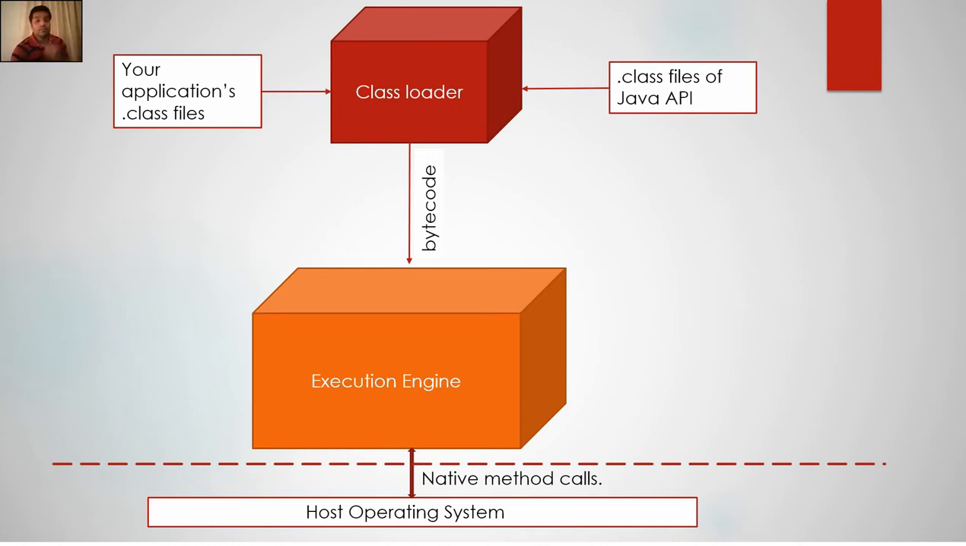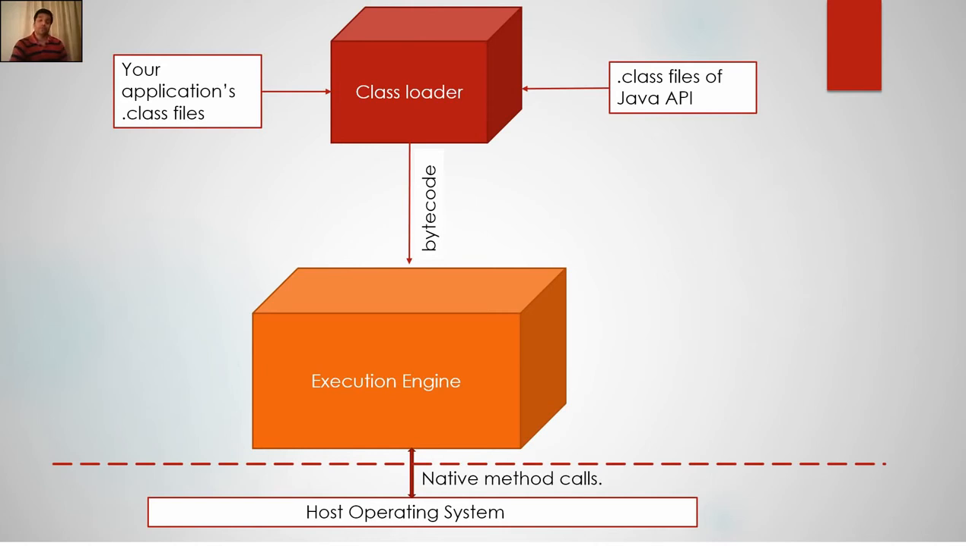Then the loaded classes, which are basically bytecode instructions, are fed into the execution engine, and the execution engine is responsible for executing the bytecode. In order to execute bytecode, the execution engine has to talk to the host operating system in order to execute the instructions finally against the machine instruction set. For that, the execution engine makes use of native method calls. And finally, it gets translated into machine code that will be responsible for carrying out the operations.